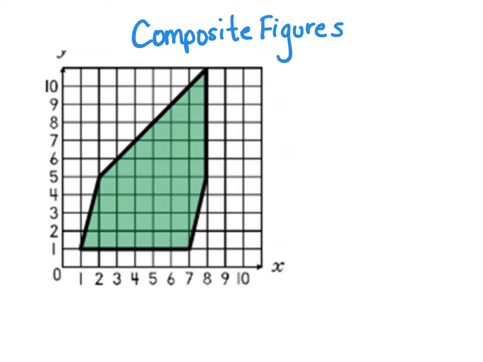So composite figures, if you do not know, means that we've taken more than one smaller figure and put them together. And we have to find the area of that entire figure. So for instance, I'm going to grab my pen and create a line across here because I can now see that I have a triangle and a parallelogram that make up this entire large figure outlined in the thick black line.